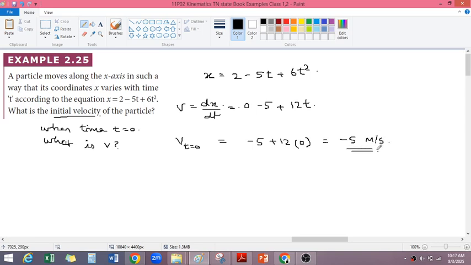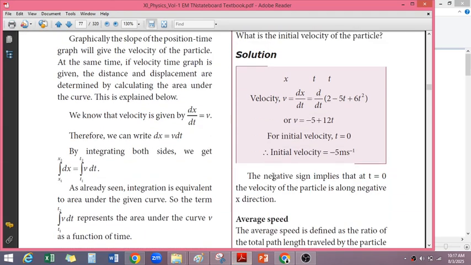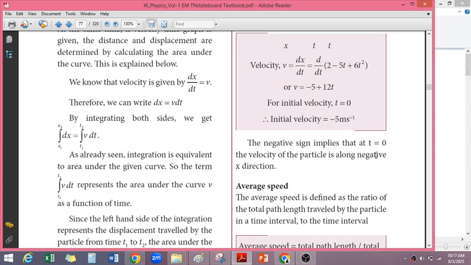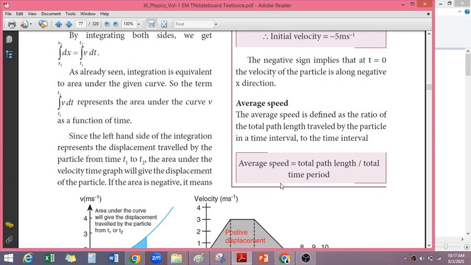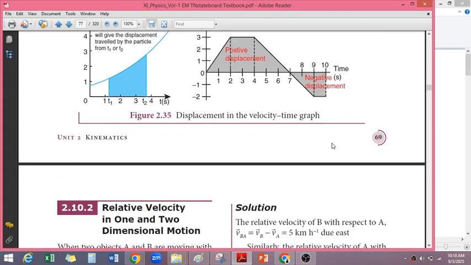So that means the velocity is in the negative direction. Instead of going in the positive x-axis, they are going in the negative x-axis. That's the meaning of it. You see, initial velocity is minus 5. The negative sign shows that you are moving in the negative x direction. Average speed is defined as total distance covered divided by total time taken. Okay, so total distance covered, total path length.